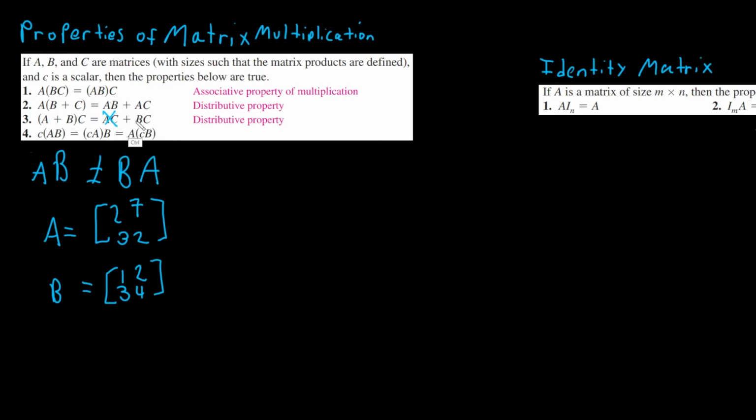It has to be A times C, because that's how the distribution worked. If it's on the right side, it has to go on the right side. If it's on the left side, it has to go on the left side when we distribute it. But you can use the distributive property here, and you can multiply the constant by either matrix and still get the same thing here. That's property 4.